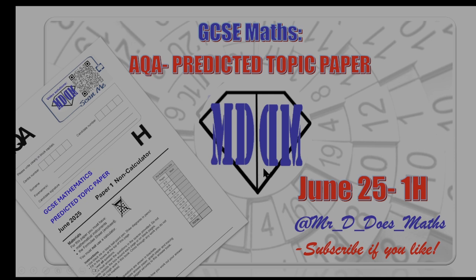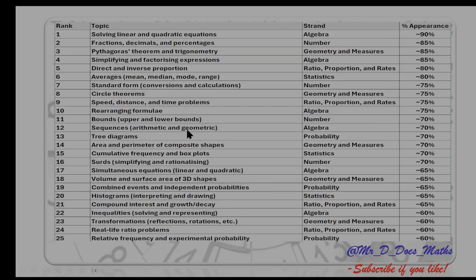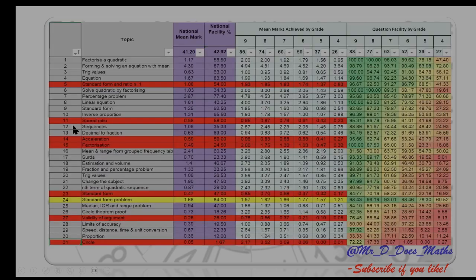Before I really get into the video, I'll discuss briefly what I mean by a predicted topic paper. I've done an analysis over all of the new 9 to 1 Paper 1 Higher papers that have appeared so far, and I've calculated a percentage of appearances. Then I've focused on the most common topics, and I've built a paper using an AQA question level analysis and facility outline.